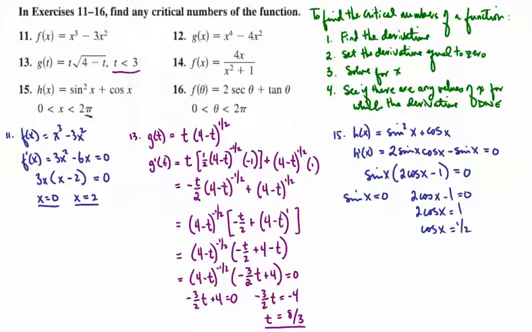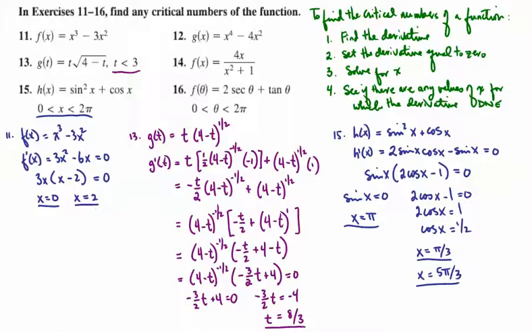And we can only use values from 0 to 2 pi non-inclusive, and so therefore sine is only 0 when x is pi, and cosine is 1/2 when x is pi over 3, or x is 5 pi over 3. Right? And that does it for these 3 examples here.